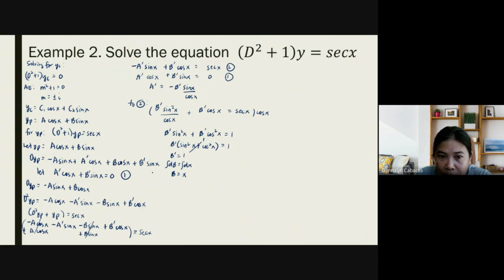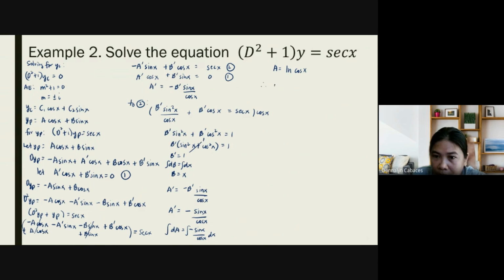What is then now your a prime? So your a prime is equal to negative b prime sine x over cosine x. And with this, your b prime is 1. So your a prime is equal to negative sine x over cosine x, or your dA is equal to negative sine x over cosine x dx. Then you integrate both sides of the equation. And therefore, what is A? A is ln of cosine x. And therefore, you have now your A and you have your B.